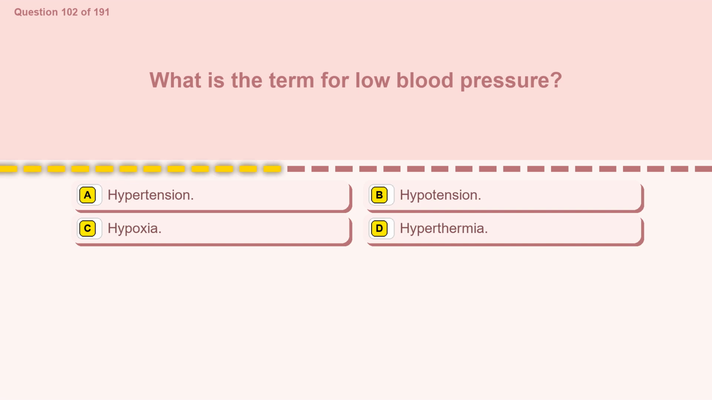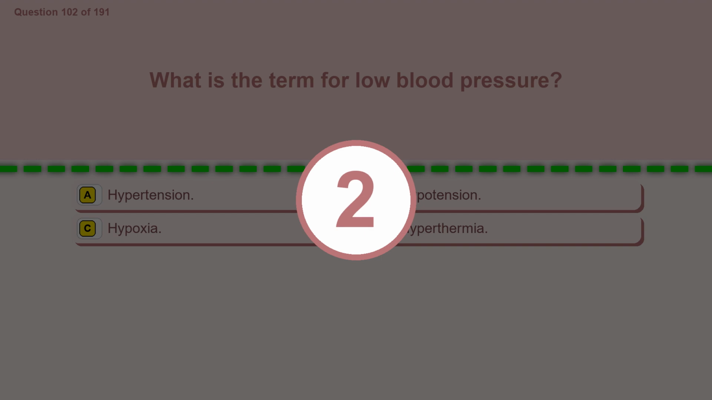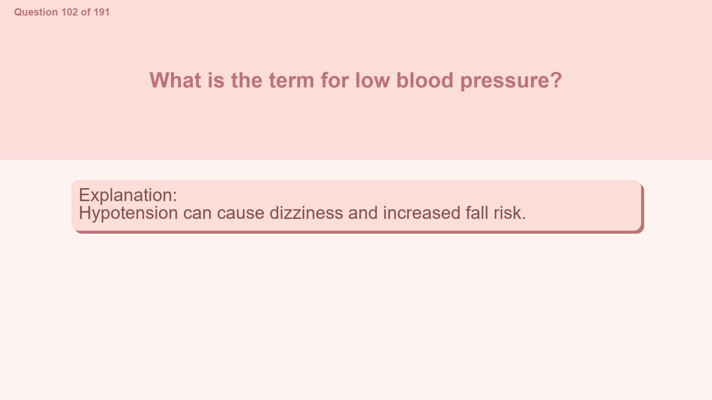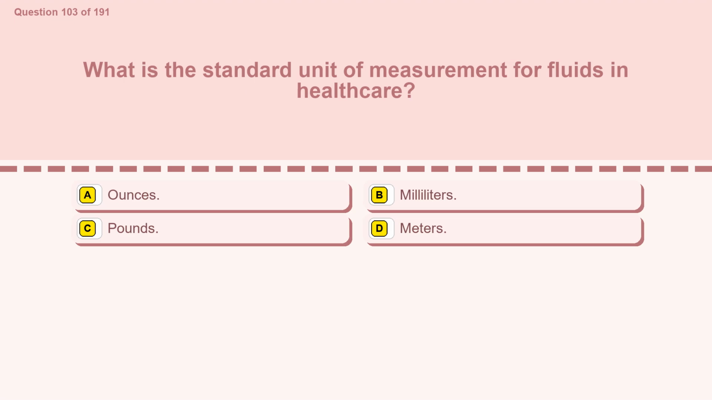Option A, hypertension. Option B, hypotension. Option C, hypoxia. Option D, hyperthermia. The correct answer is option B, hypotension. Hypotension can cause dizziness and increased fall risk. Question 103. What is the standard unit of measurement for fluids in healthcare?